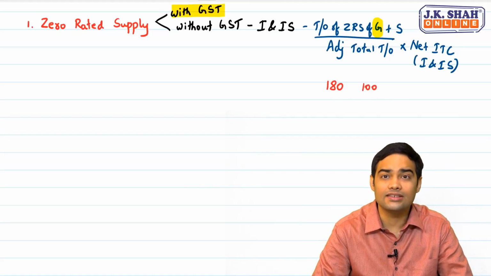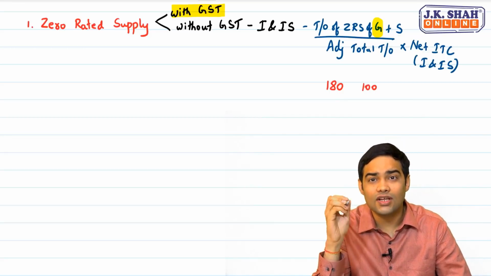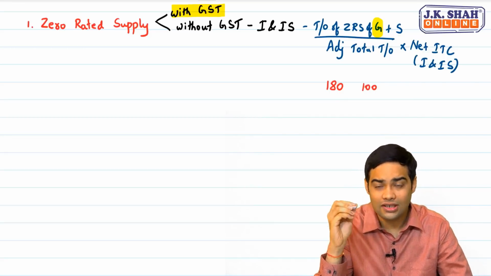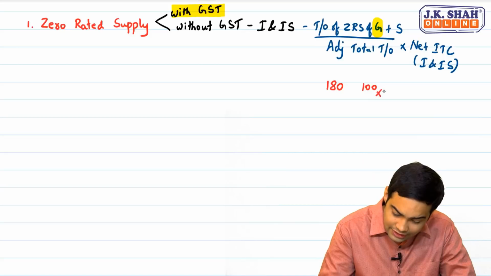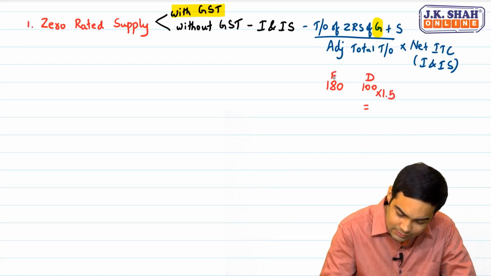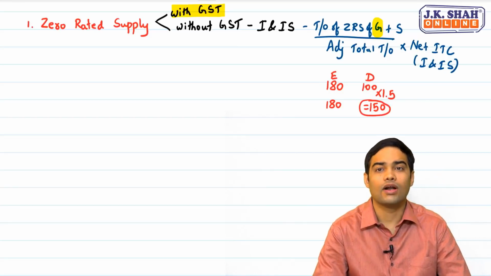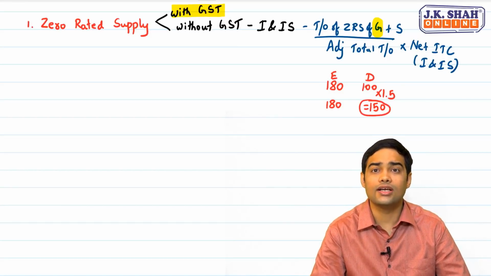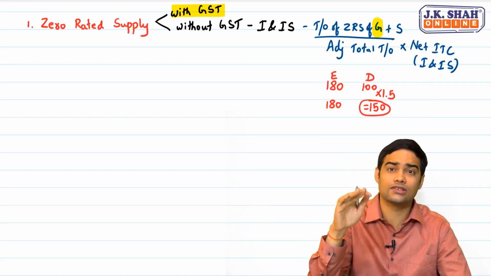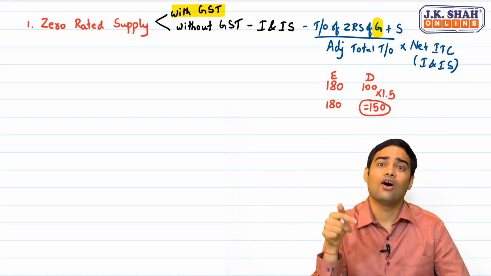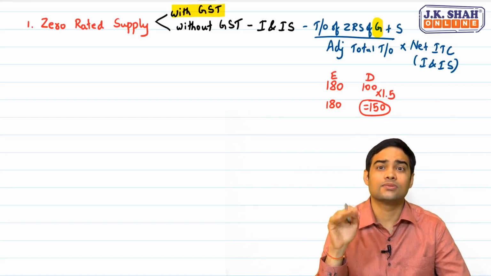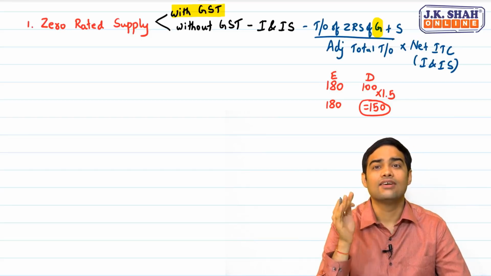Then the government is saying, for the purpose of turnover of zero rated supply of goods, I will use 100 into 1.5 times, that is domestic versus export. Domestic comes to 150. Export, I am exporting for 180. Government is saying only consider 150, because whichever is lower. So export price or 1.5 times of the domestic price, whichever is lower.